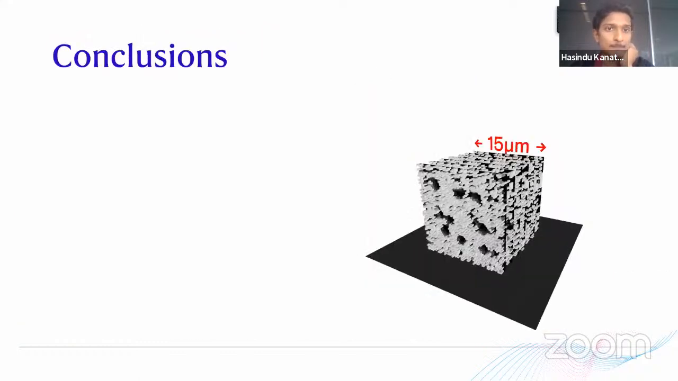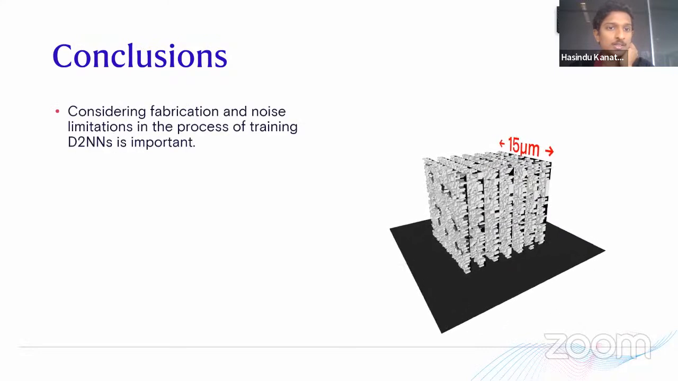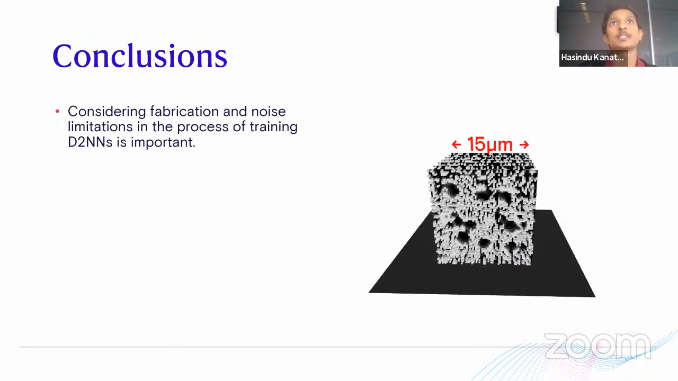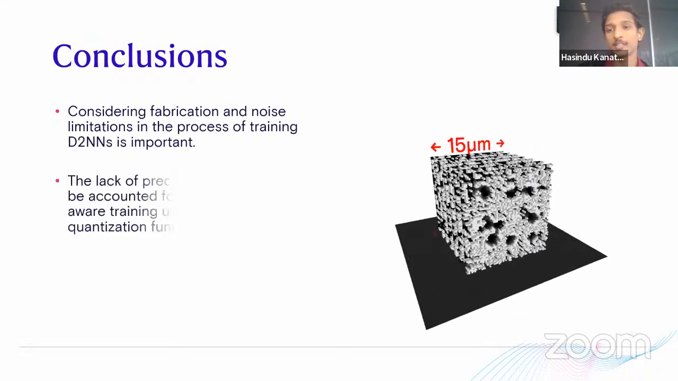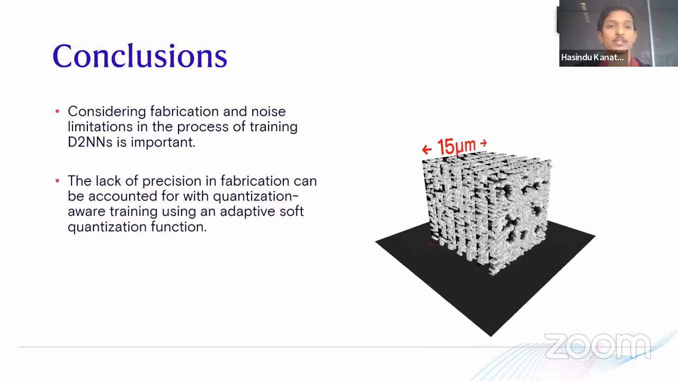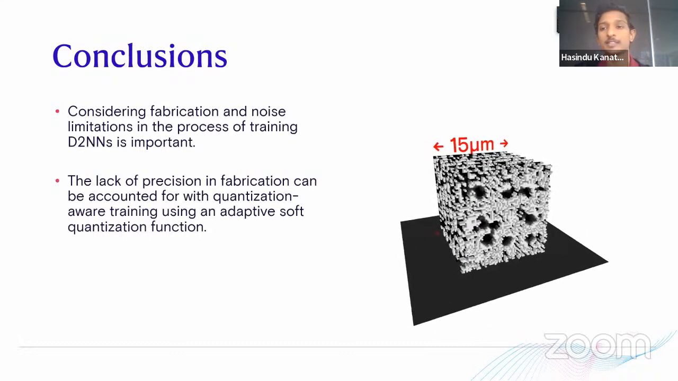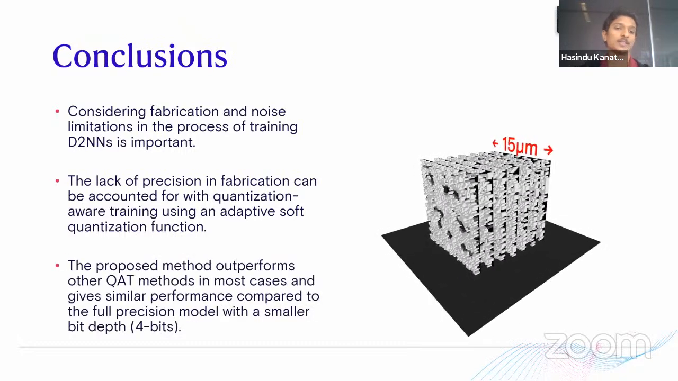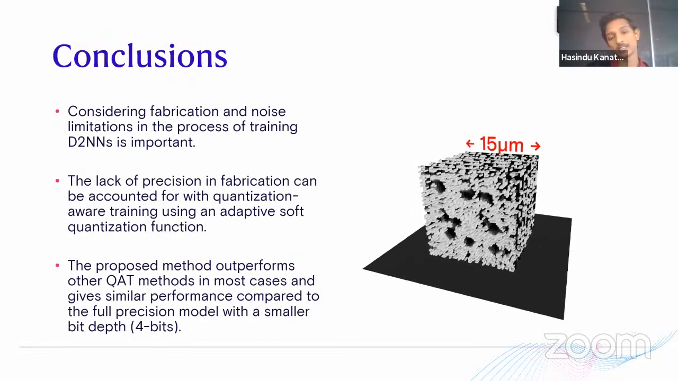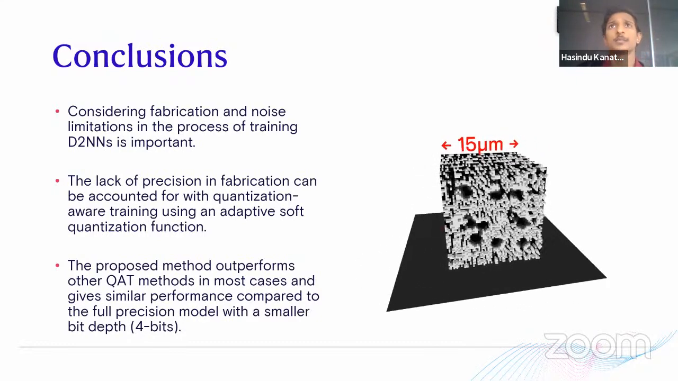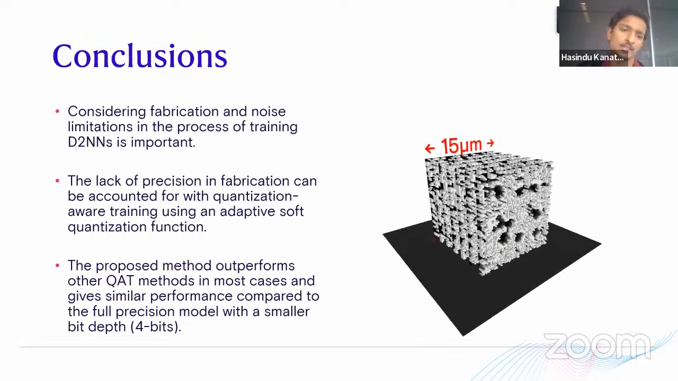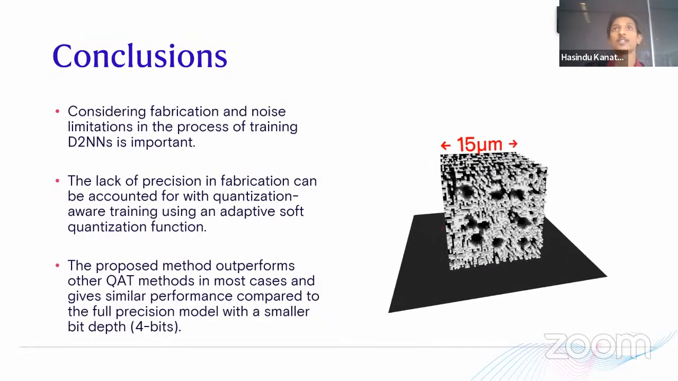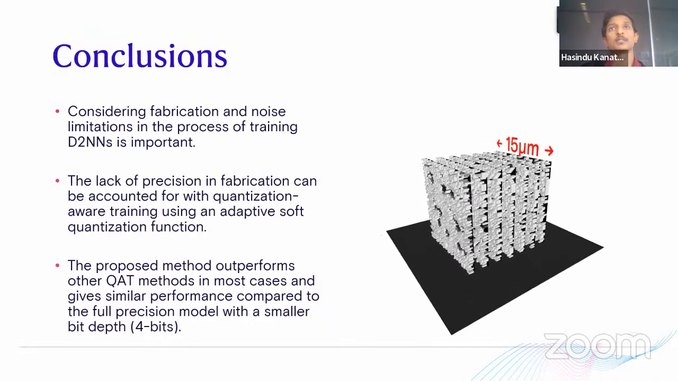So in conclusion, considering the fabrication and noise limitations in the training process of a D2N is important, and we can handle the lack of precision by doing quantization aware training with a soft quantization function. Our proposed method performs better than other quantization aware training methods in most cases, and it is also able to give a similar performance compared to the full precision model with a smaller bit width, at 4 bits.